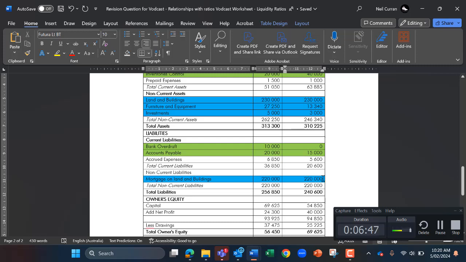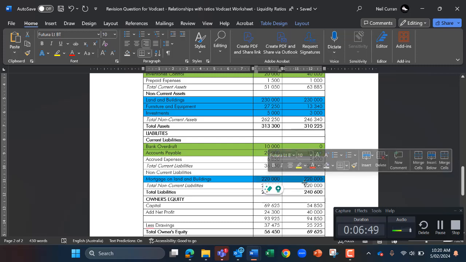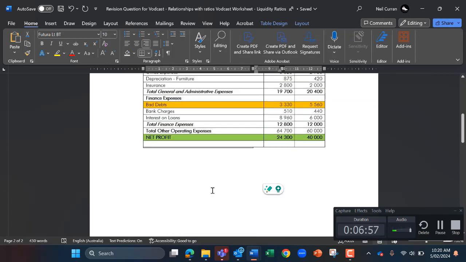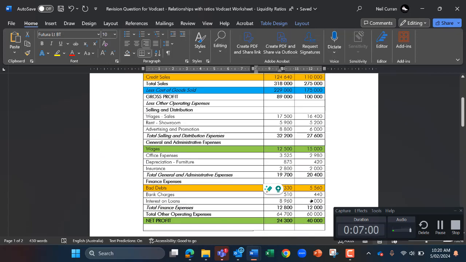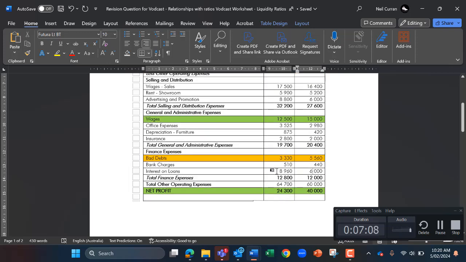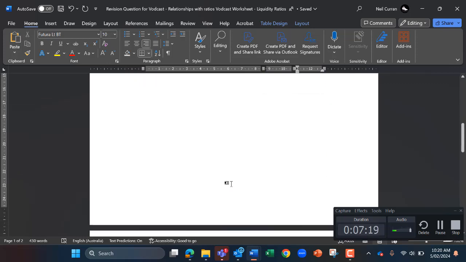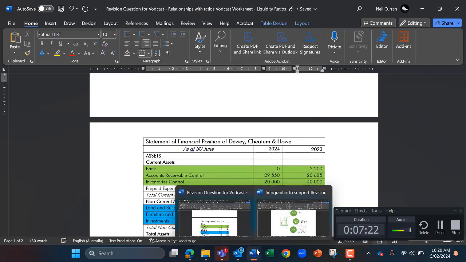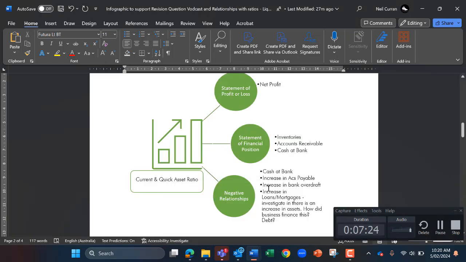We also need to look at what's happening with our loans. So you can see here with our mortgages, we are not actually paying any of that off, which in essence has created an increase in our interest on loans. So our loans have gone from 6,000 to 8,960. So we need to reduce that debt so we can improve our net profit and also improve our financial ratios, that being our net profit ratio and also our current ratio and owner's equity ratio as well. So in terms of liquidity, we are not in very good shape.